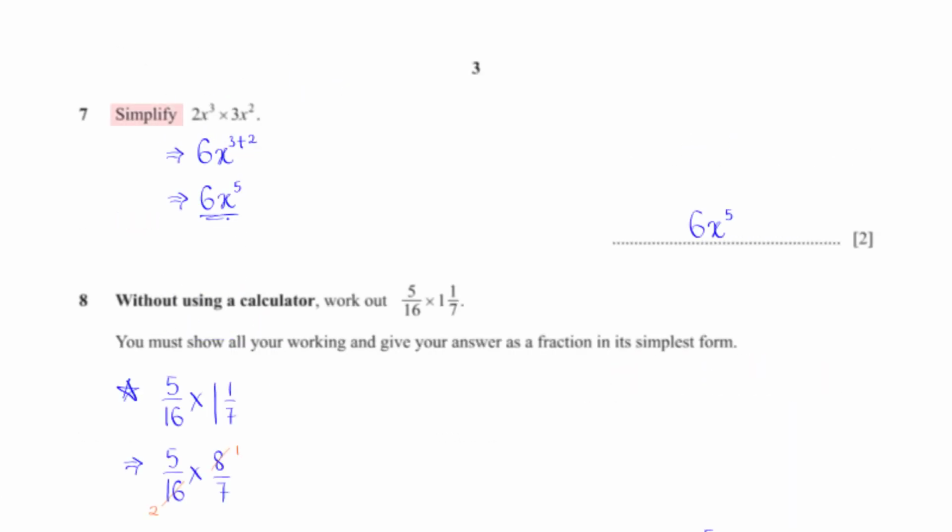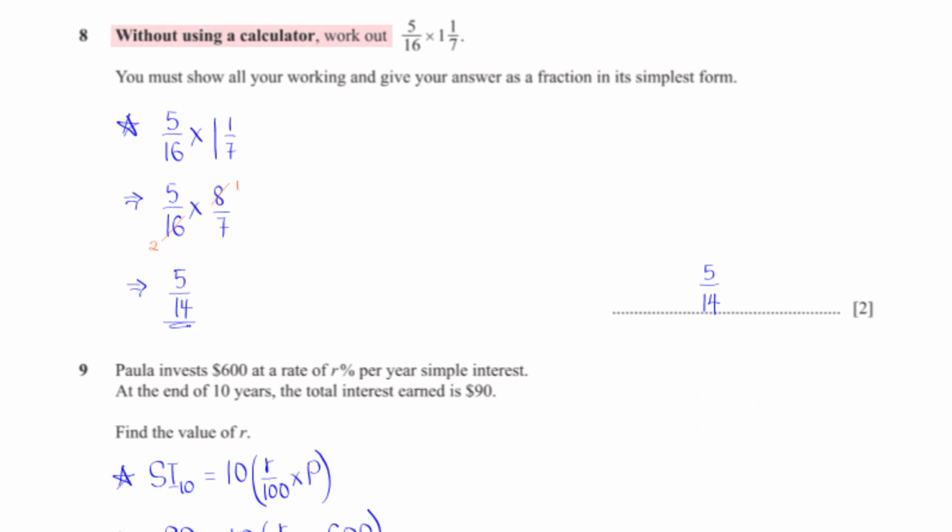Simplify 2x cubed times 3x squared. So 2 times 3 gives us 6. And for the x terms, we have x raised to the power 3 plus 2. 3 plus 2 gives us 5. And so our final answer is 6x raised to the power 5.